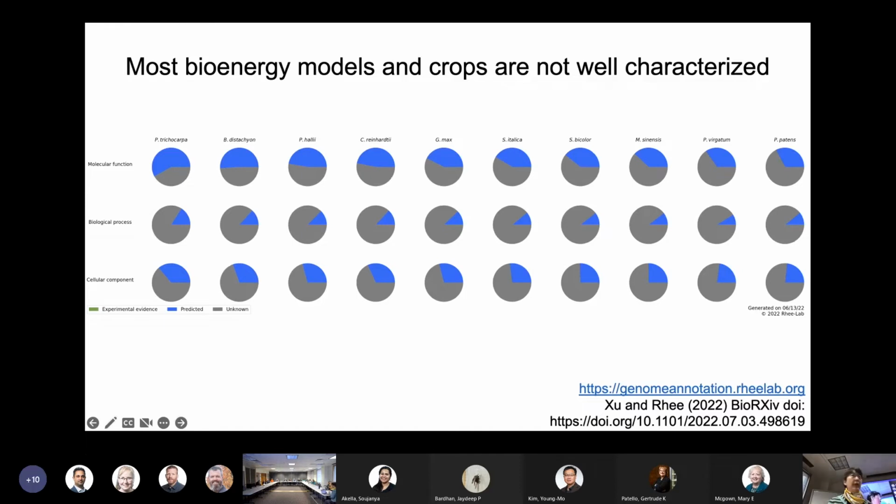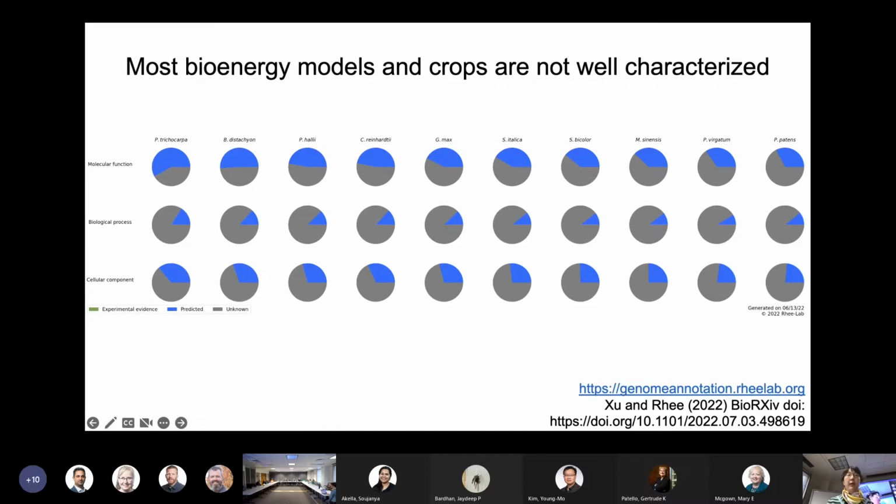This information is actually available on a website that we just launched recently, and there's an associated bioRxiv paper. Our intention is to keep this up to date every 6 months. And again, I know you can't read this, sorry, the type is very small, but this is poplar on the left, and then Brachypodium, wheat, I think, or wheatgrass, Chlamydomonas, soybean, Setaria italica, this is millet, sorghum, and so on.